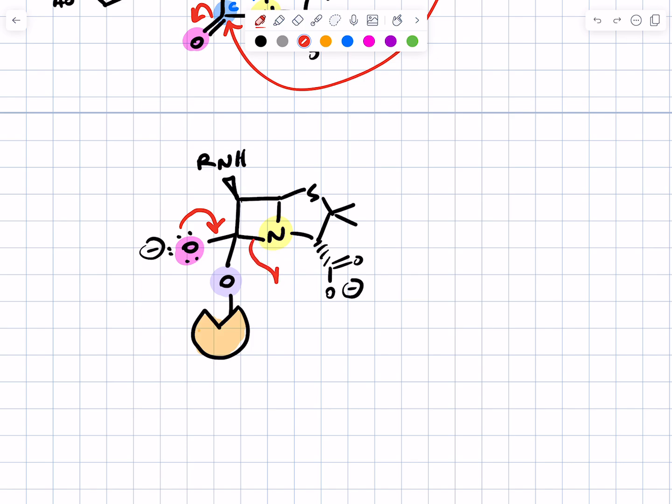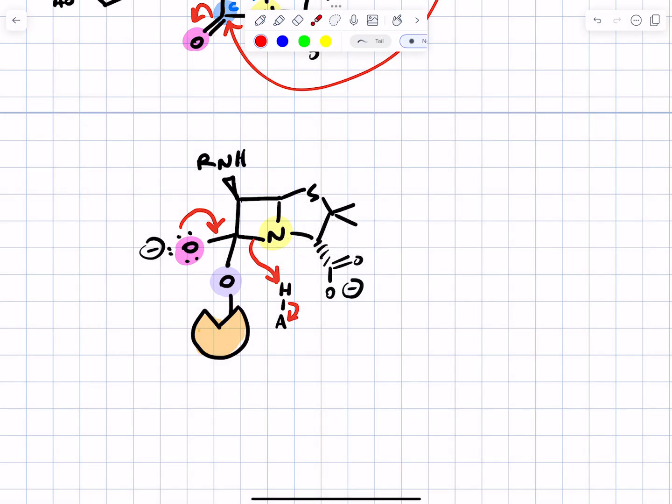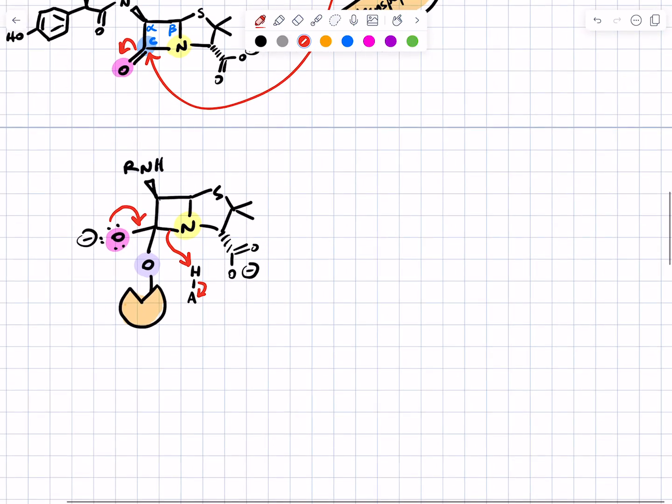The other thing that's going to help it happen is that it's going to pick up a proton, probably from the enzyme as it leaves. We're not going to worry too much about what that acid is. It's probably a functional group on the enzyme, but since we're not focused on it, this is fine. The nitrogen picks up a proton as it's leaving, and let's draw the product that comes from that.